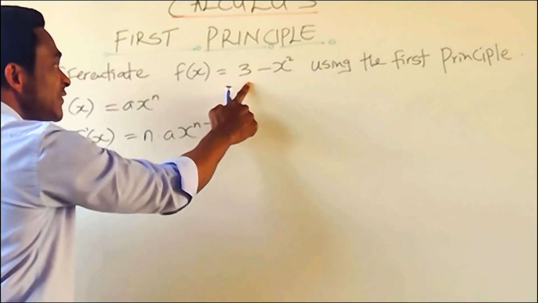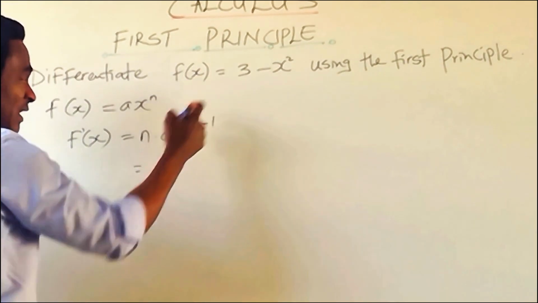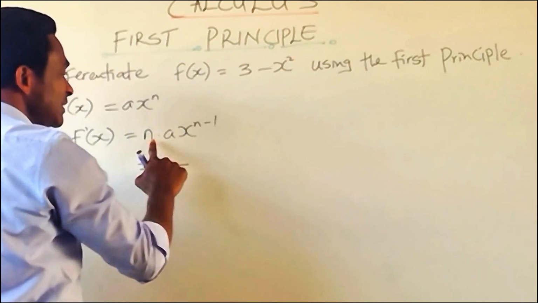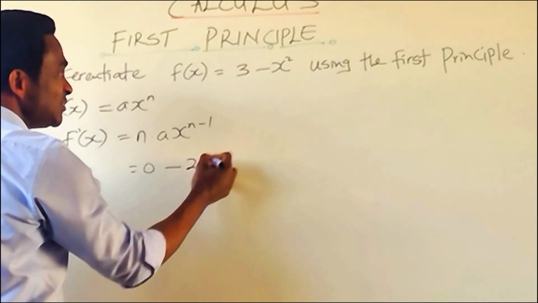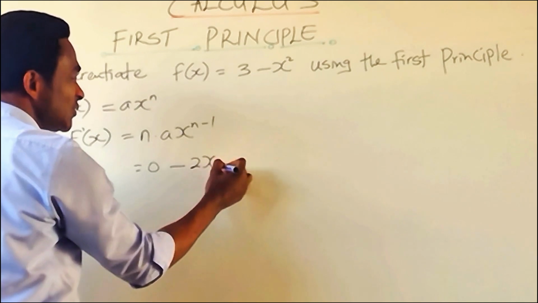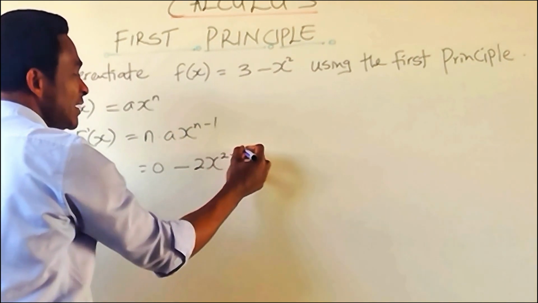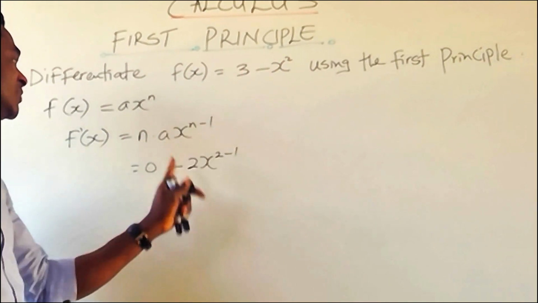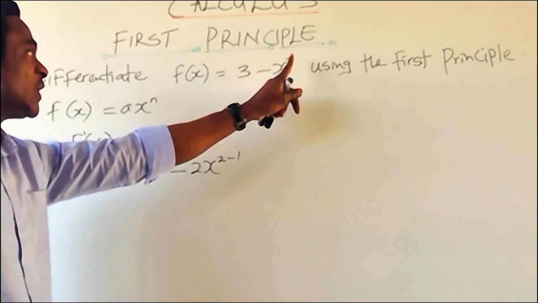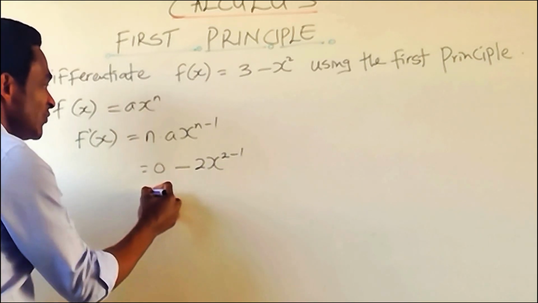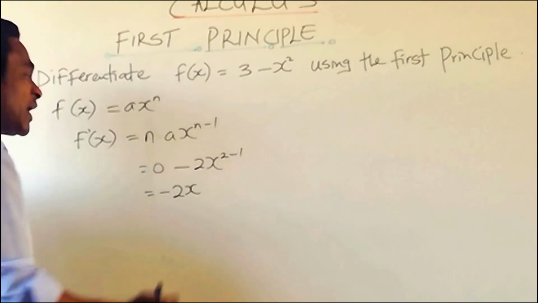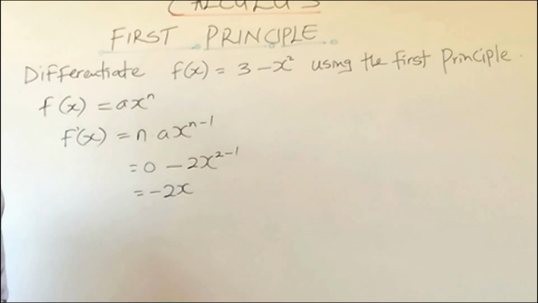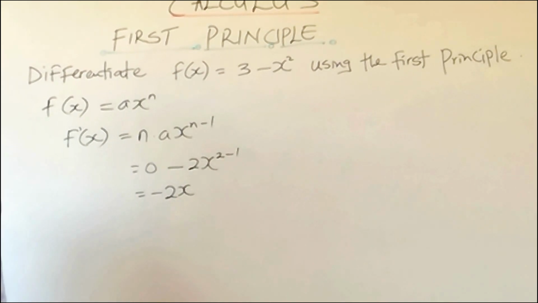Now, for this function, the derivative of the constant is 0. Then here we have negative, our n is 2, times the 1 here. So we have n times a, which is 2 times negative 1, which is negative 2, and x to the power of n minus 1, 2 minus 1. So this will give us negative 2 x to the power of 1. So after differentiating, this is what we are supposed to arrive at using the general method.